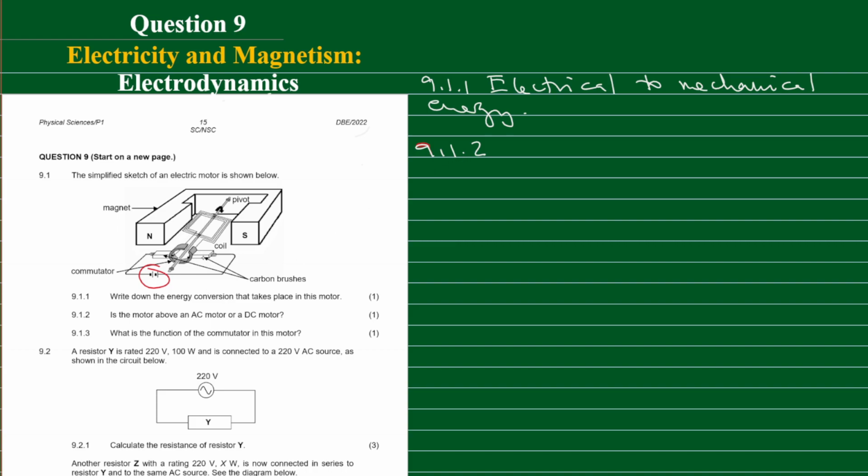9.1.2. We identify an AC or DC motor by looking at this part here, which is a commutator. In this case, we have got a split ring commutator, which tells us that it is a DC motor. If it was an AC, we would have a slip ring. So in this case, our answer to that question is DC. It is a DC motor.